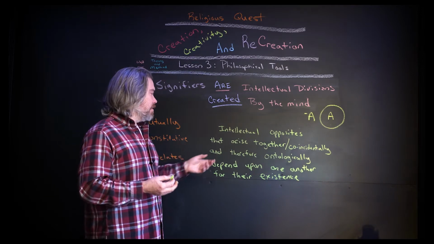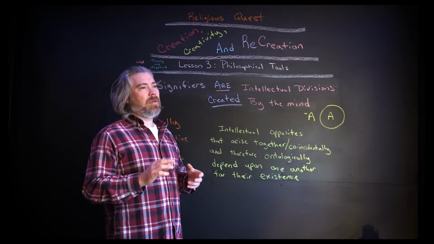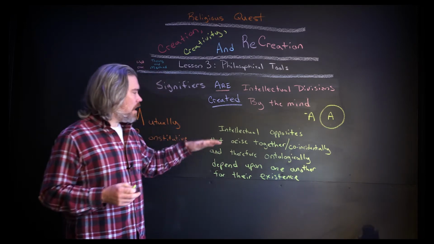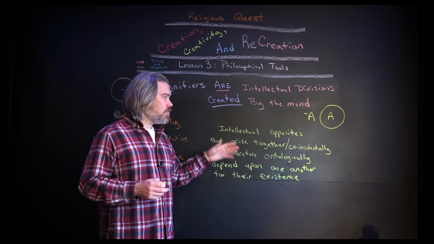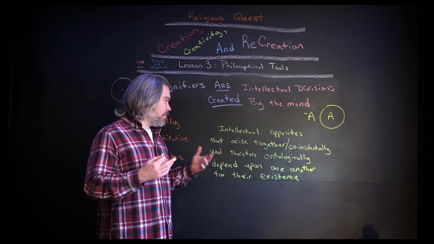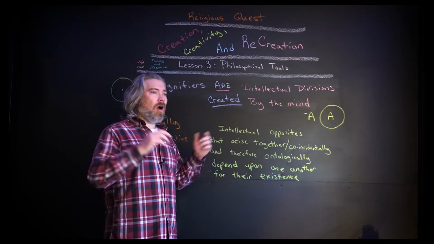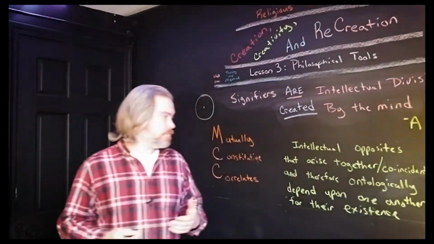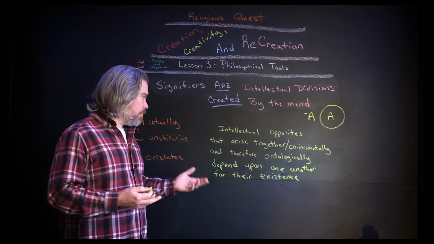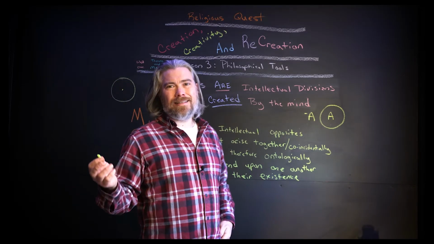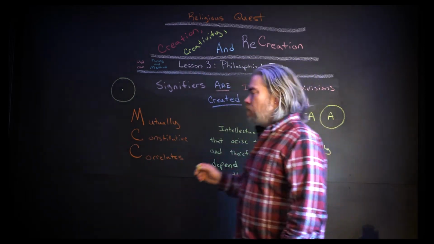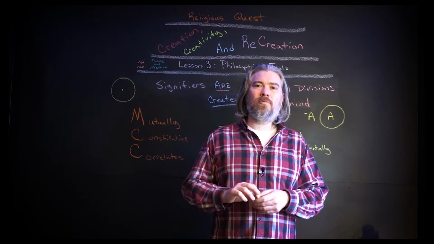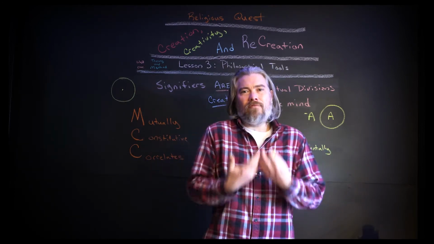They arise together and therefore are ontologically dependent upon one another for their existence, right? Intellectual opposites that arise together or coincidentally or simultaneously and therefore are ontologically dependent upon one another for their existence. That's actually a little bit redundant, but they depend on one another for their existence. Again, in Sanskrit, this is pratitya samutpada. These things mutually arise. You can't have one without the other.